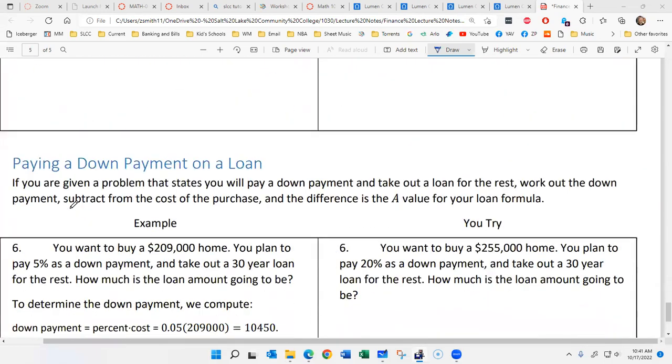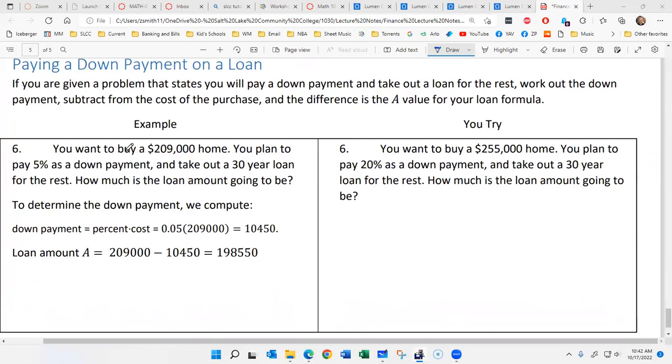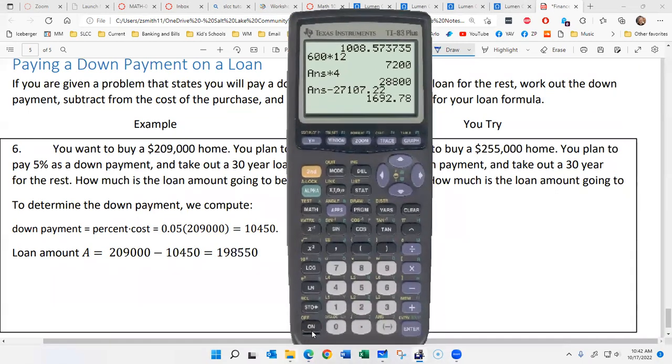So, how much are we going to borrow? So we work out the down payment. It's the percent times the cost, 5% in decimal form times how much it costs. And we get $10,450. That's how much we're going to pay in a down payment. So the loan amount A would be the difference. Subtract that from how much we want for the house, and that's how much we have to borrow. Okay. Now we could also work this out in one step. Basically, if we pay off 5%, we still have 95% left over.